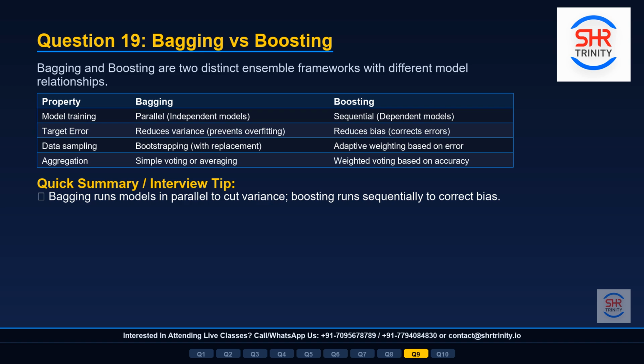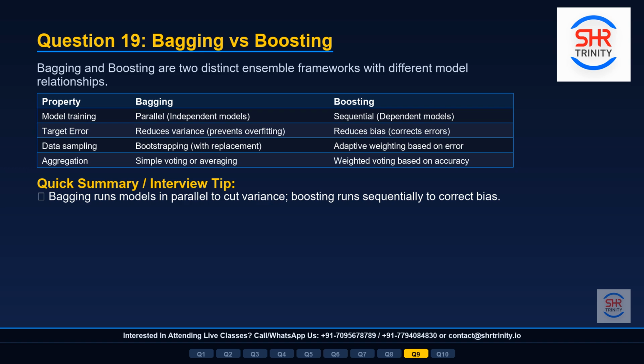In boosting, such as in XGBoost or gradient boosting, models are trained sequentially, meaning each model depends on the previous ones. The training data points are adaptively weighted so that instances misclassified by earlier models receive higher weight in the next round. The final prediction is a weighted sum of all models based on their individual accuracy. Boosting primarily focuses on reducing bias, turning weak learners into a strong, highly accurate predictor. Question 20. What is XGBoost?